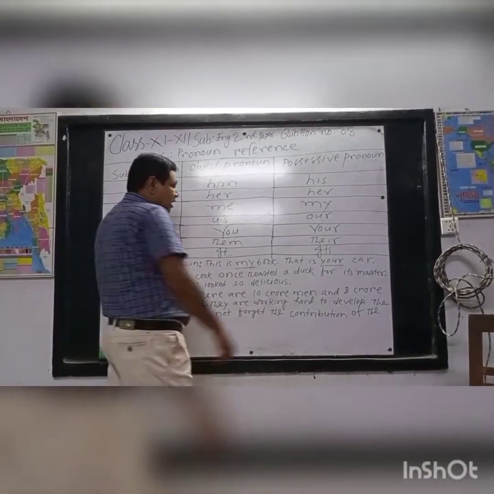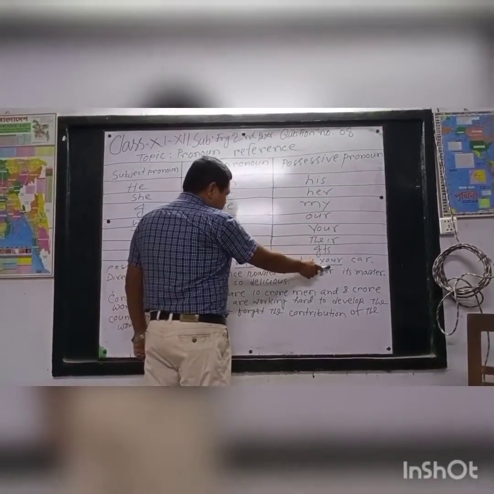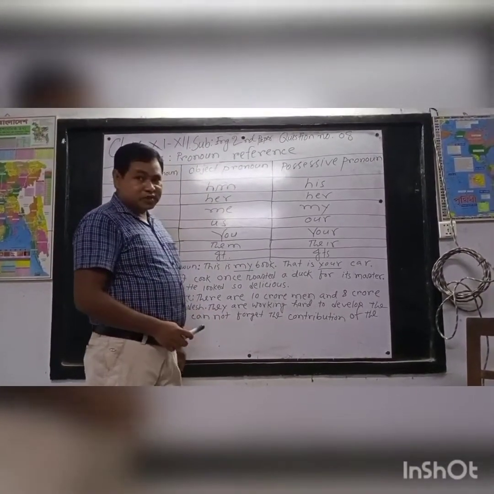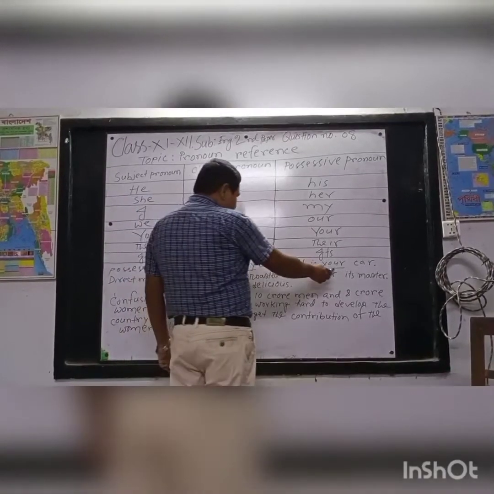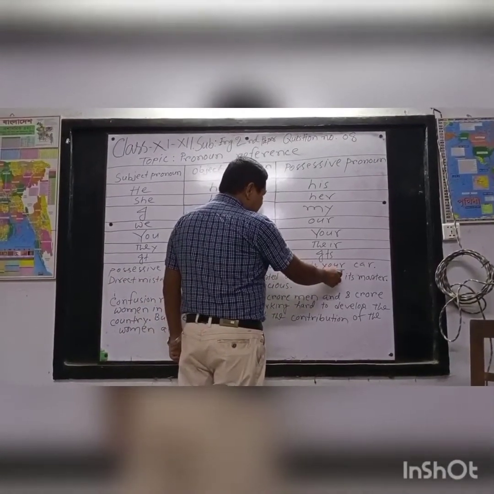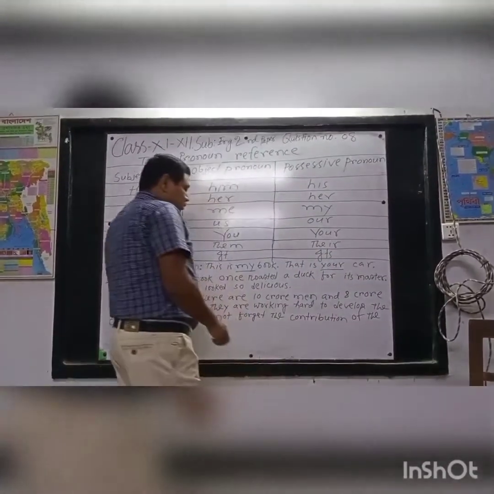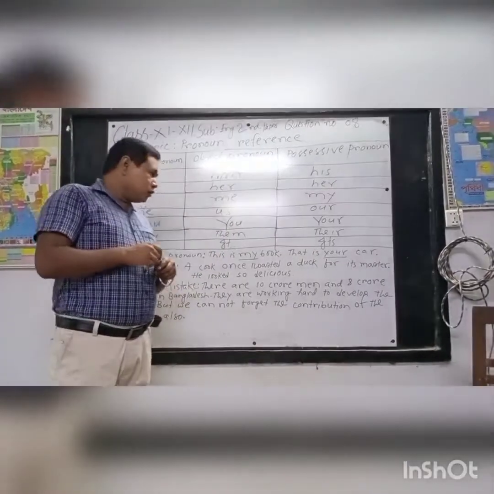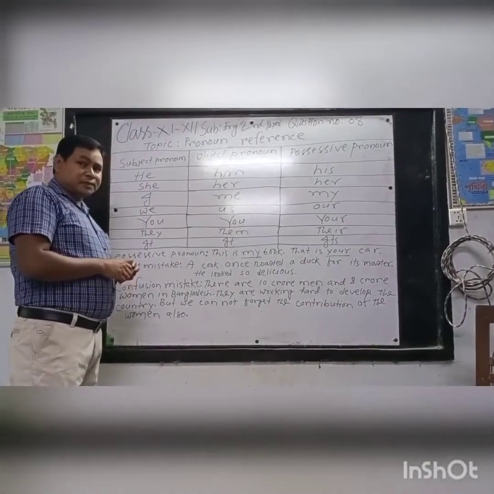Similarly again, that is your car. Look at this sentence, your. Your is a possessive pronoun. Why here is a possessive pronoun? Because this pronoun is clarifying your ownership on that car. Now, possessive pronoun, is it clear to you? I hope that it is clear to you what is possessive pronoun.